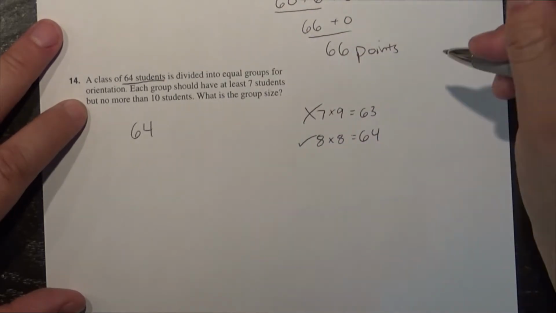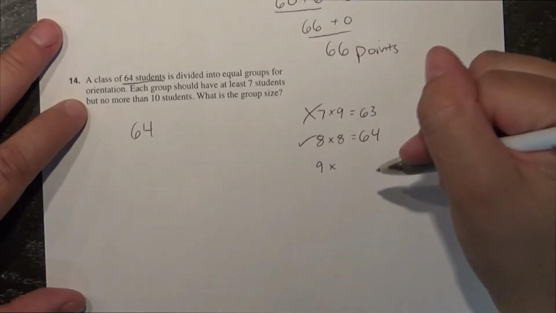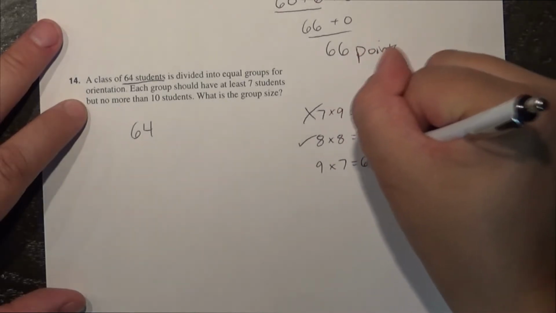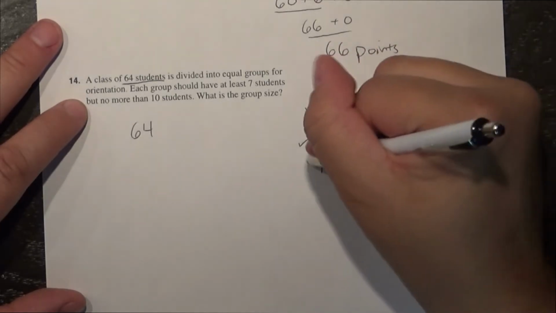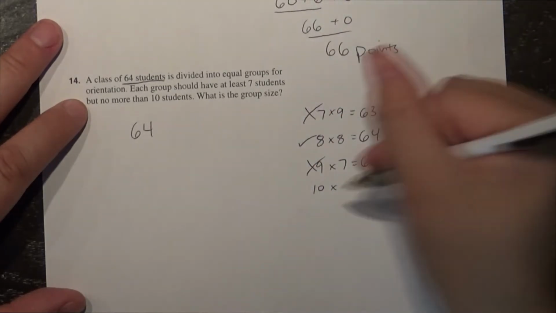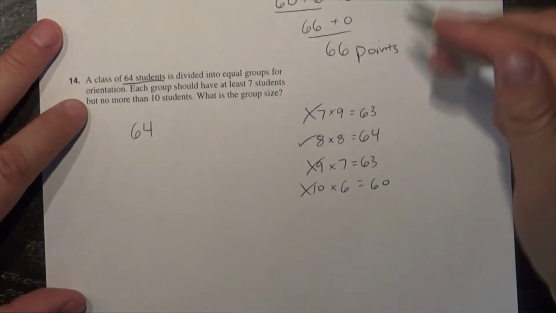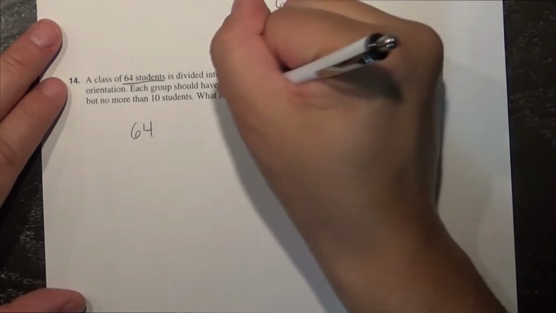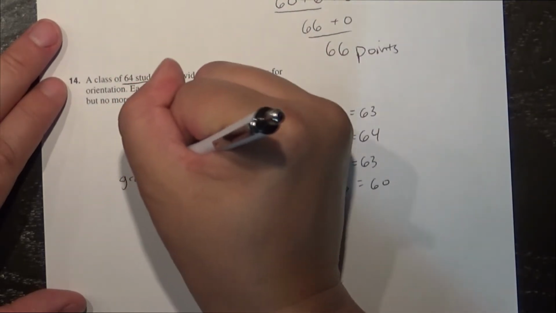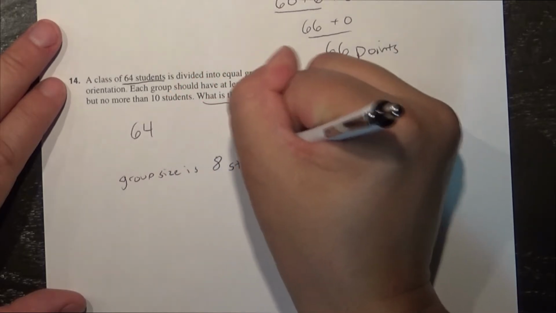Just to round this all out, let's keep going and try out 9. 9 times, let's see, maybe I'll do 9 times 7. Oh, that's 63. That's not going to work. Okay, let me try 10. 10 times, I don't know, 6. That's going to equal 60. Ooh, that's not going to work either. So my group size, what is the group size? The group size is 8 students.